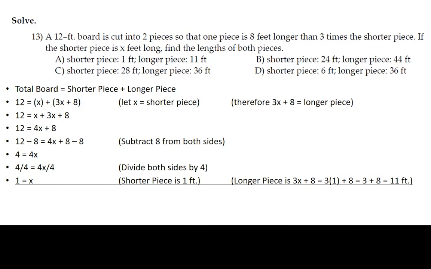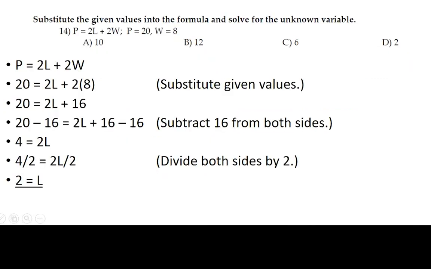Number 14. Substitute the given values into the formula and solve for the unknown variable. We're given P equals 2L plus 2W. That's the formula for the perimeter of a rectangle. We don't need to know that that's the formula for the perimeter of a rectangle. It just is. It's a fun fact.